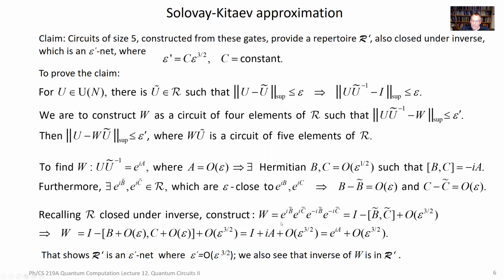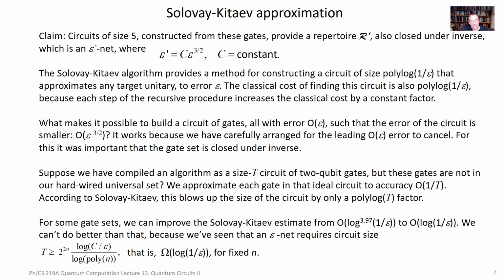And so since all four of these guys, e to the iB tilde, e to the iC tilde, e to the minus iB tilde, and e to the minus iC tilde, are in the original repertoire, we can construct W. We can also construct W inverse, and that shows that it works. So we've shown the claim, and then the recursive argument shows what I claim. This Solovay-Kitaev algorithm, once we found our epsilon net, where epsilon is small enough, I didn't tell you what the constant C is, but anyway, you see how the idea works.